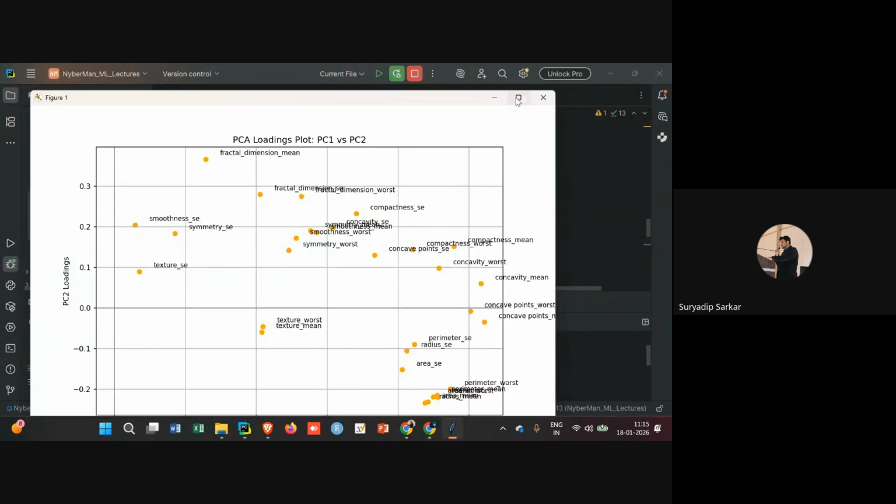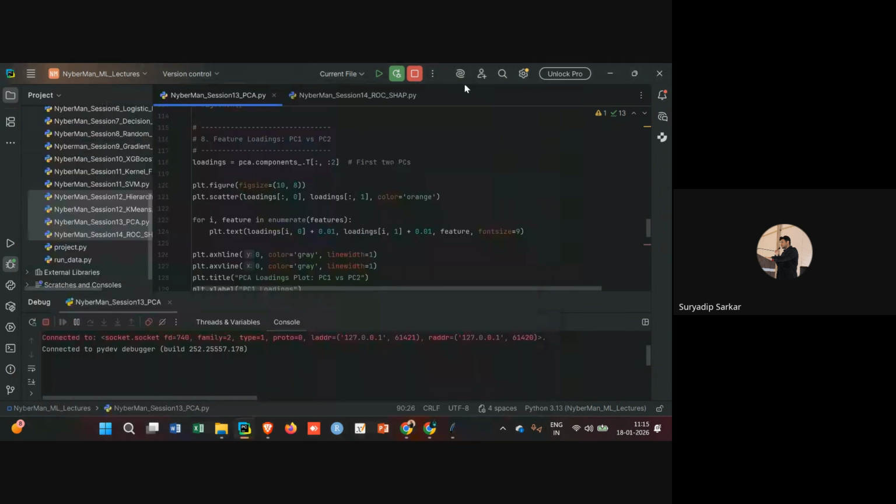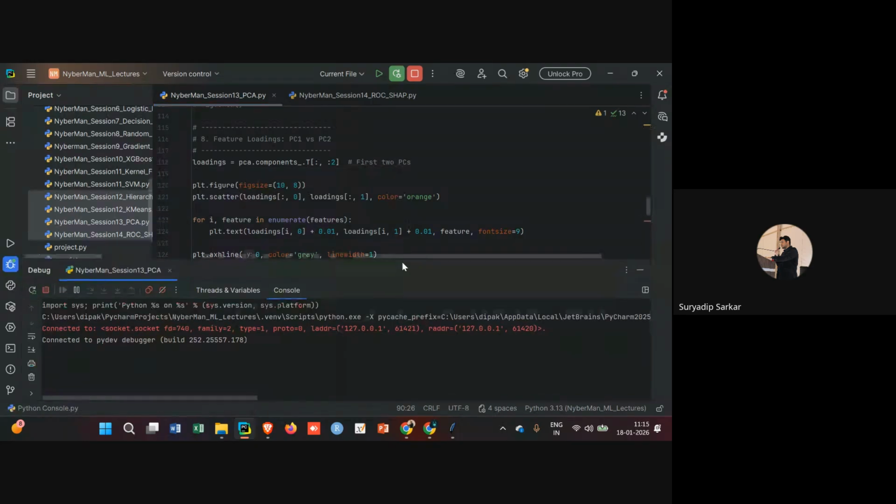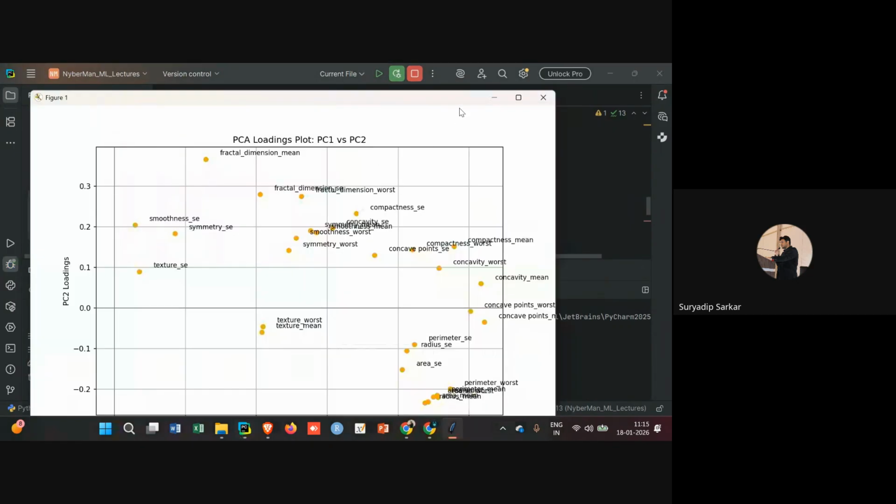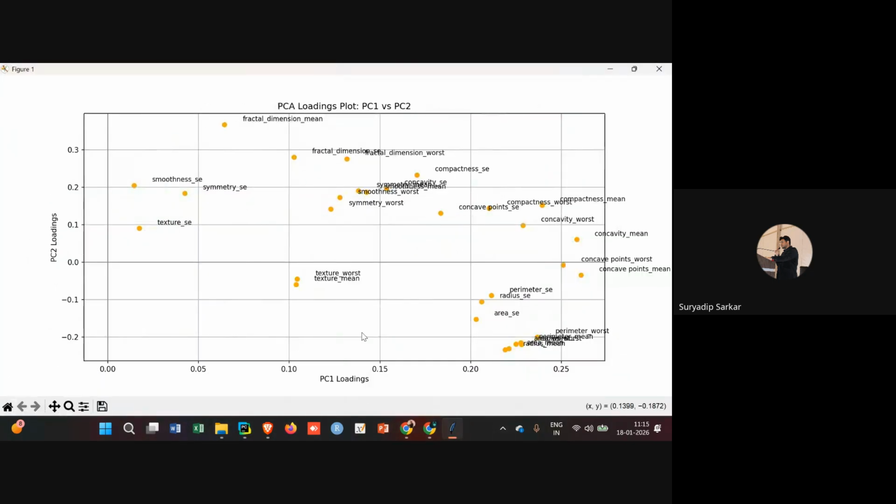Yeah, so this is our loadings plot. But before we go there, I want to show you guys what loadings is all about. Okay, let this load first. Okay, let me show you the plot first then. So this is our loadings plot, PC1 versus PC2.